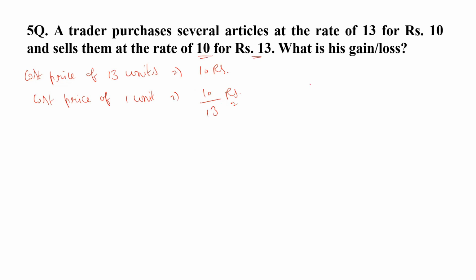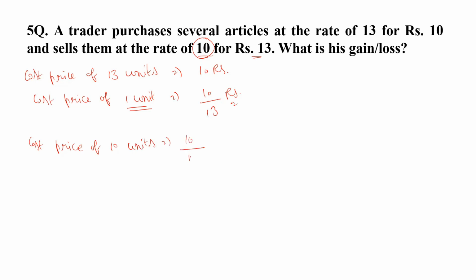So he is selling 10 units. So in all, he is selling 10 units. That you have to remember. So this is the cost price of 1 unit. Okay. So you have to find the cost price of 10 units because he is selling 10 units.